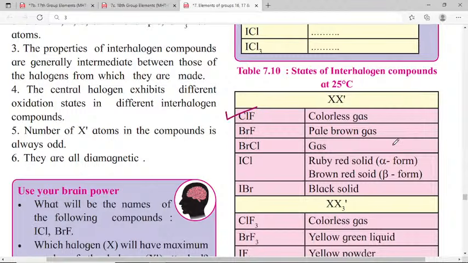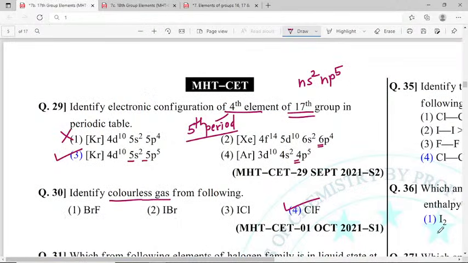IBr is a black solid, BrCl is a pale brown gas, ClF3 is a colorless gas, BrF3 is a yellow-green liquid, IF3 is a yellow powder. Get it? Okay, next question.